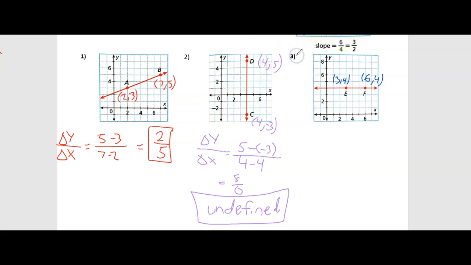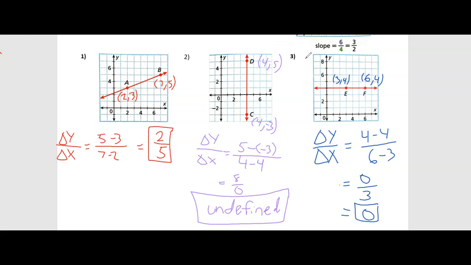Looking at number 3, we have change in y over change in x again. Again, I'm just writing it down to reinforce the thinking. Two y values are 4 and 4, so I get 4 minus 4 all over 6 minus 3. That gives me 0 over 3, which gives me a slope of 0, which is the slope of every single horizontal line. Okay, so just some basic finding slopes.